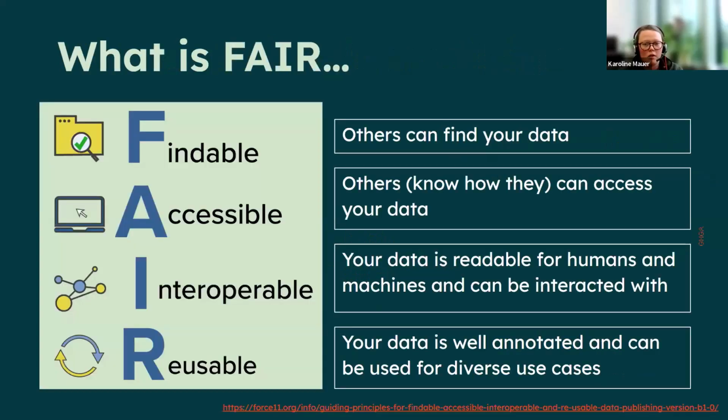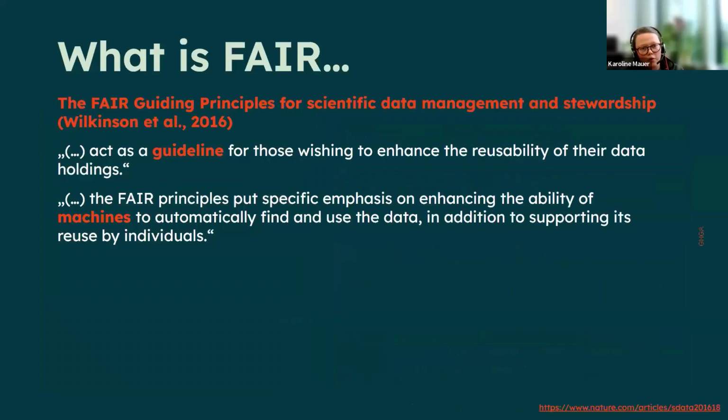Just as a reminder, FAIR stands for Findable, Accessible, Interoperable, and Reusable. And it basically says that others should be able to find your data. They should know how they can access it. It should be readable for humans and machines and can be interacted with. And it should be well annotated and can be used for diverse use cases. The FAIR principles were published in 2016 as a guideline, which I find very important to highlight.